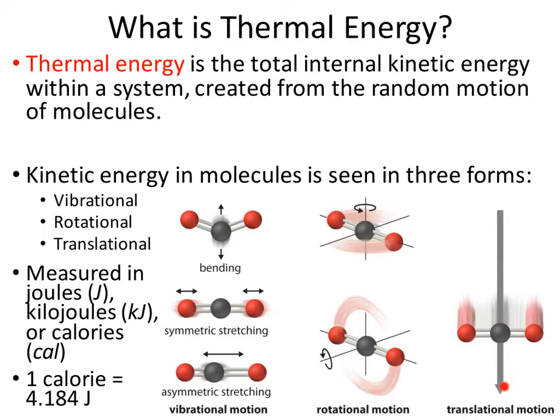Or we have translational motion, which means it's going in a pathway like that. Now it could hit a wall and bounce back or something, whatever. And as it goes through translational motion, it could also be spinning and it could be vibrating at the same time. So we do see this motion in three forms. So the thermal energy is just the amount of kinetic energy in this collection of molecules that are undergoing all these different types of motions.